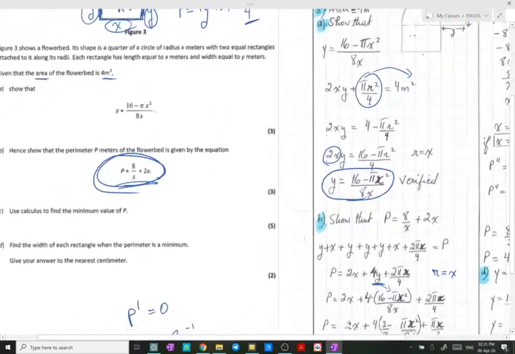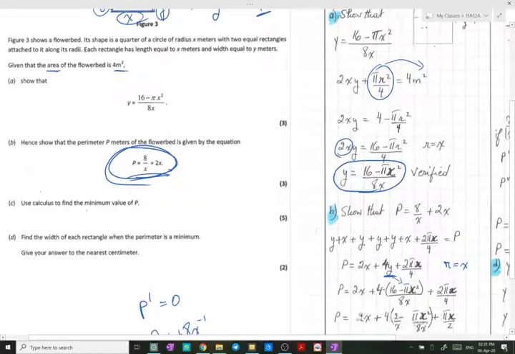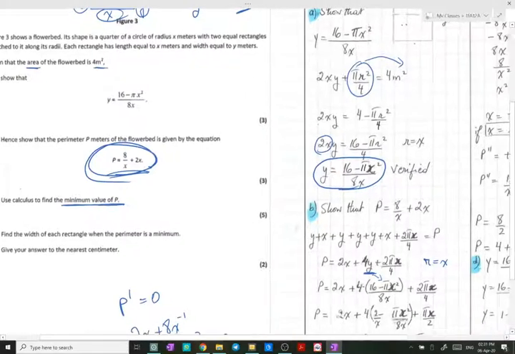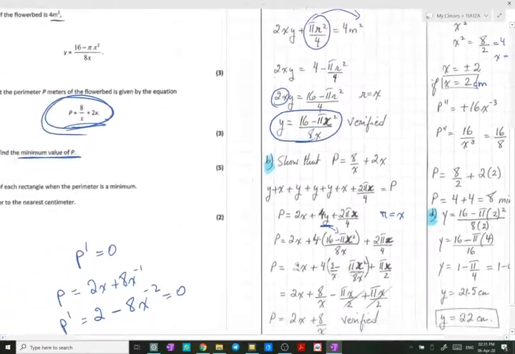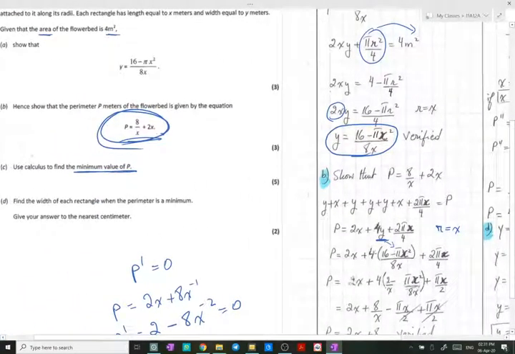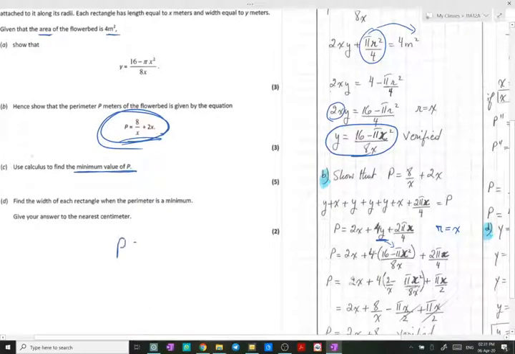So we want the minimum value for P, so we need to replace what we found in P. Let me write it here. We found that x is equal to 2, so P is equal to 8 over 2 plus 2 times 2, so P is equal to 4 plus 4, which is equal to 8 centimeters. So this is the value for the perimeter, which is the minimum value.